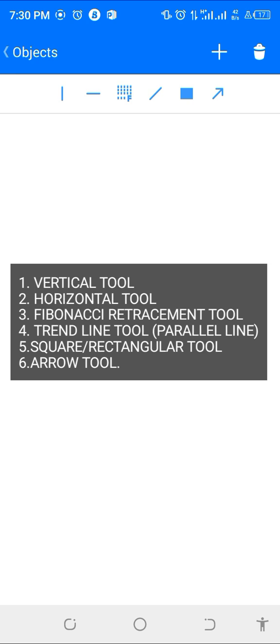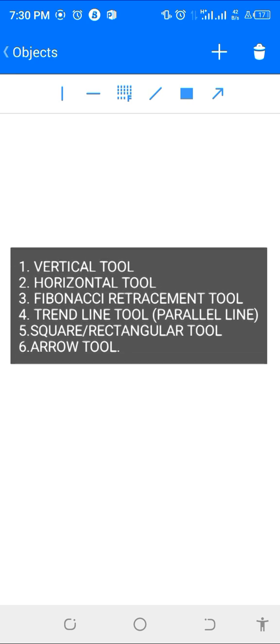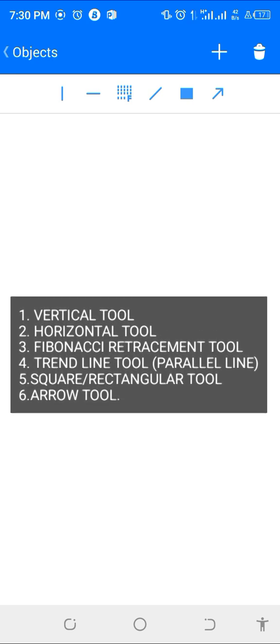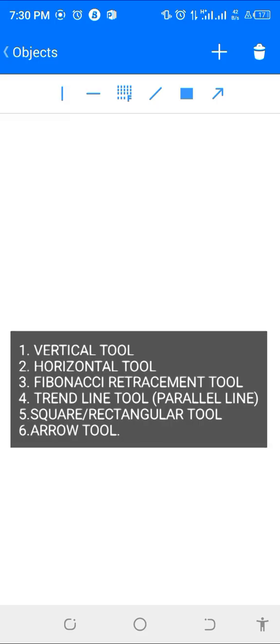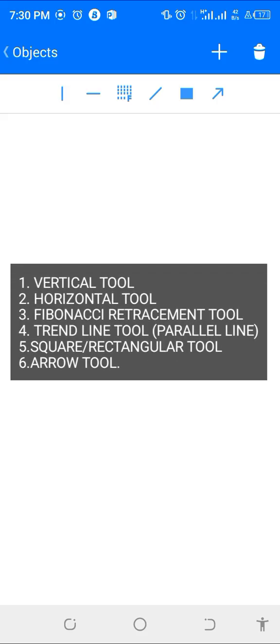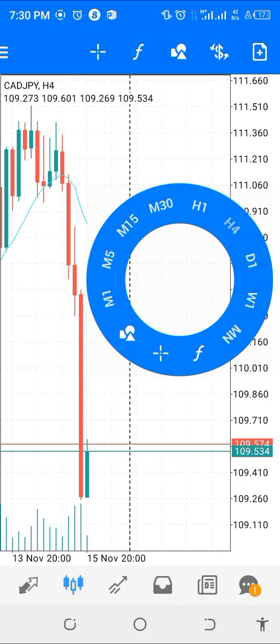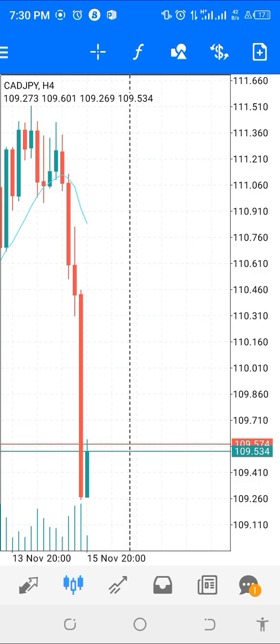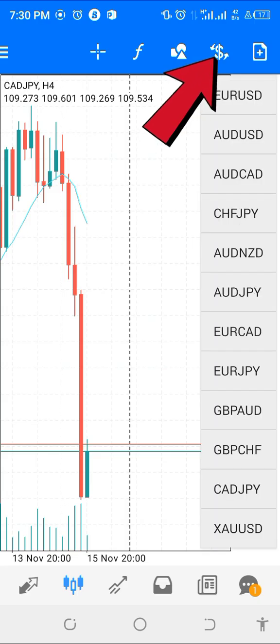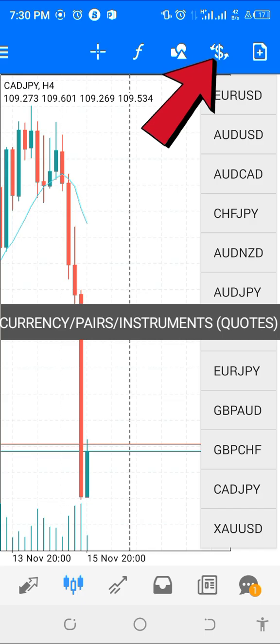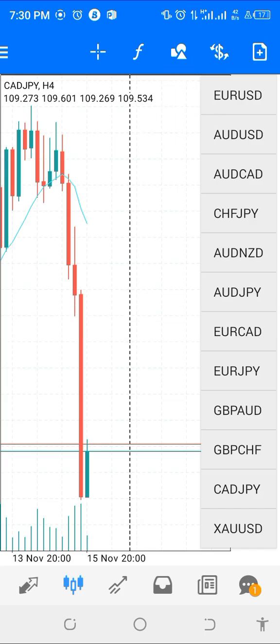This shows the vertical tool, horizontal tool, Fibonacci retracement tool, the trend line tool, the rectangle tool, and the arrow tool. There are more. So this one here is showing the dollar sign. You click on it, it shows you all the currencies, being EUR, AUD, CAD, and the rest.